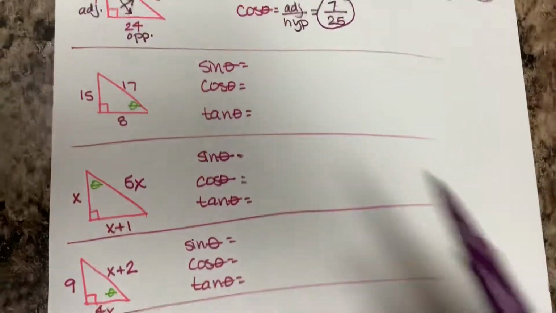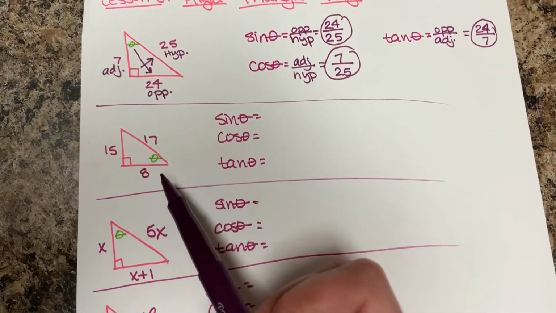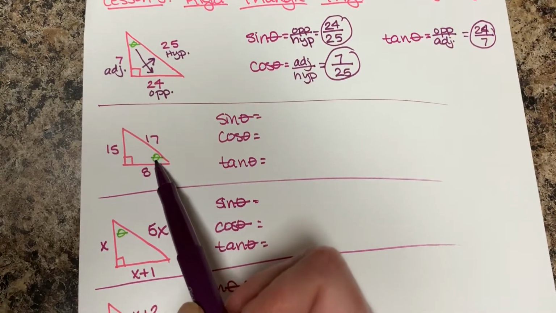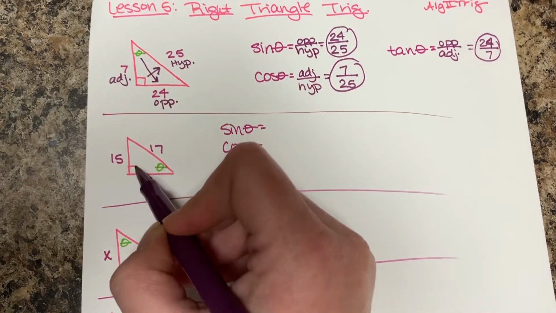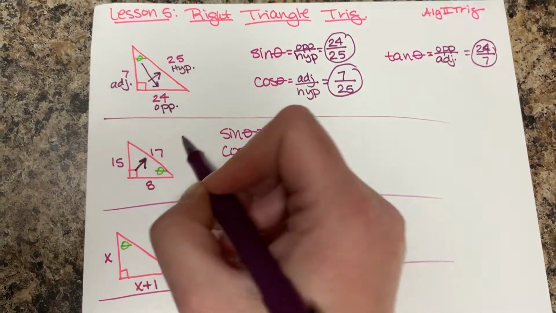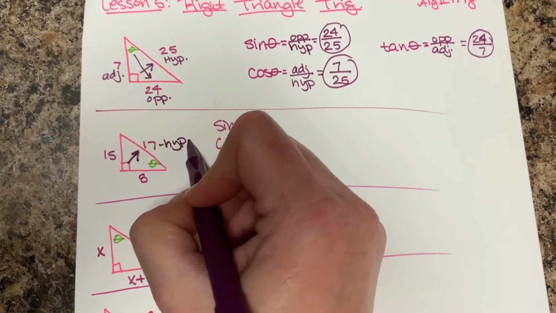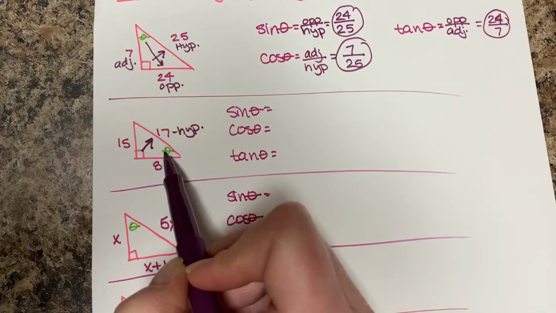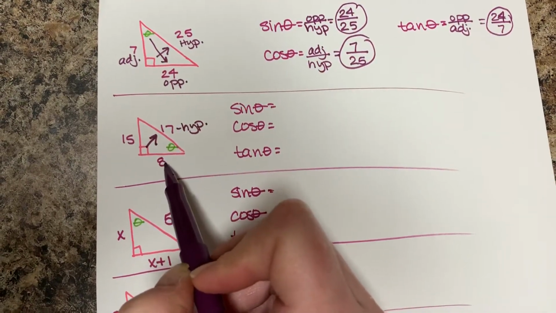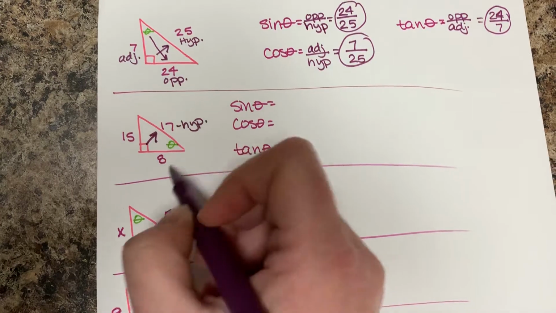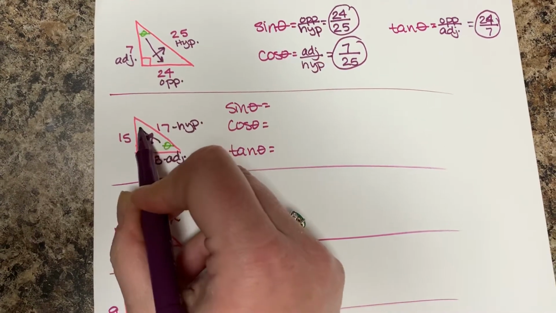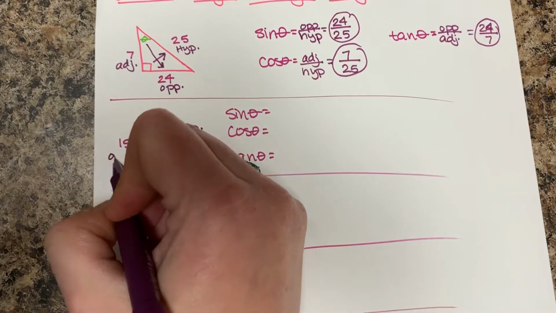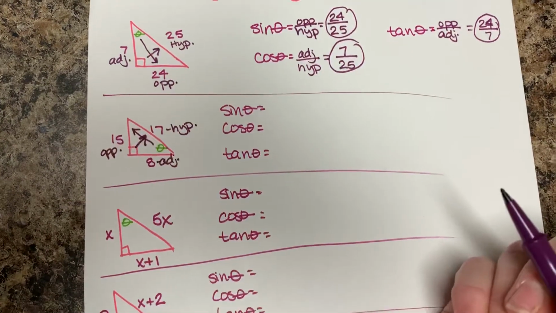Okay, so now let's look at this next one. So our theta is now here. So we're always going to start with a hypotenuse across from our right angle. So this is going to be our hypotenuse. But now, since we're talking about this angle, our adjacent side is going to be this one because it is next to this angle. So this is our adjacent side now. And then across from theta, this is going to be our opposite side. Okay?